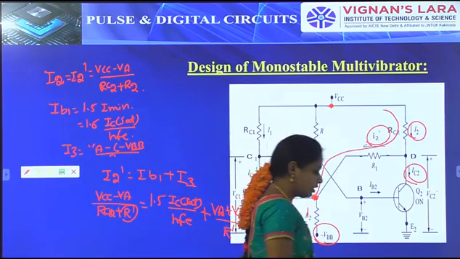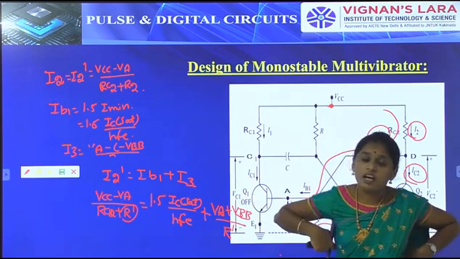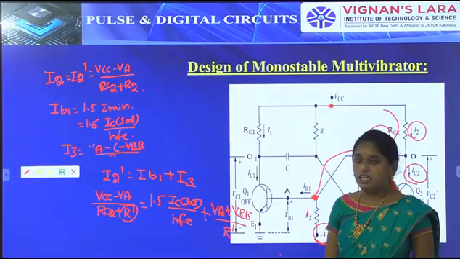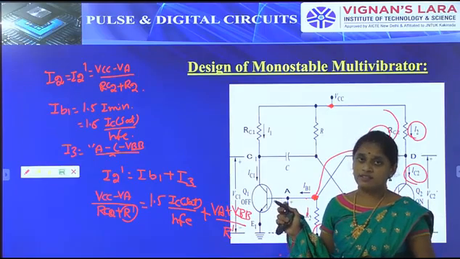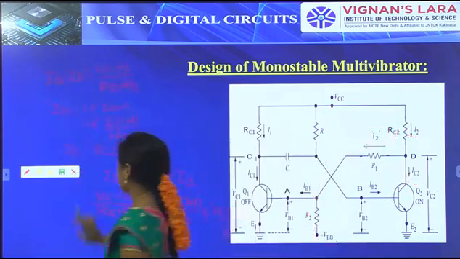So in this case, VA is nothing but VBE saturation. Why? Because transistor Q1 is conducting. That's why VA becomes VBE saturation. So this is about finding the resistors R1 and R2 in this particular condition.